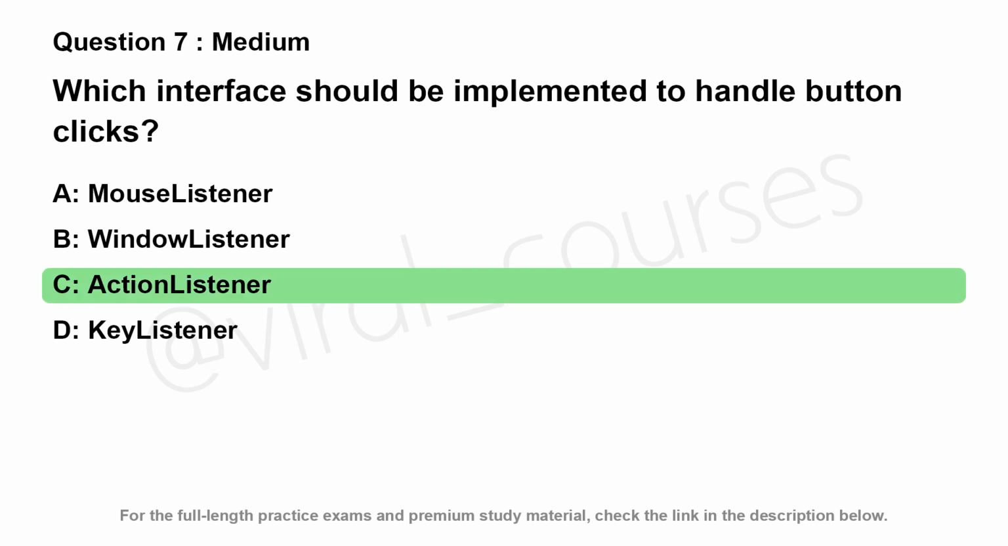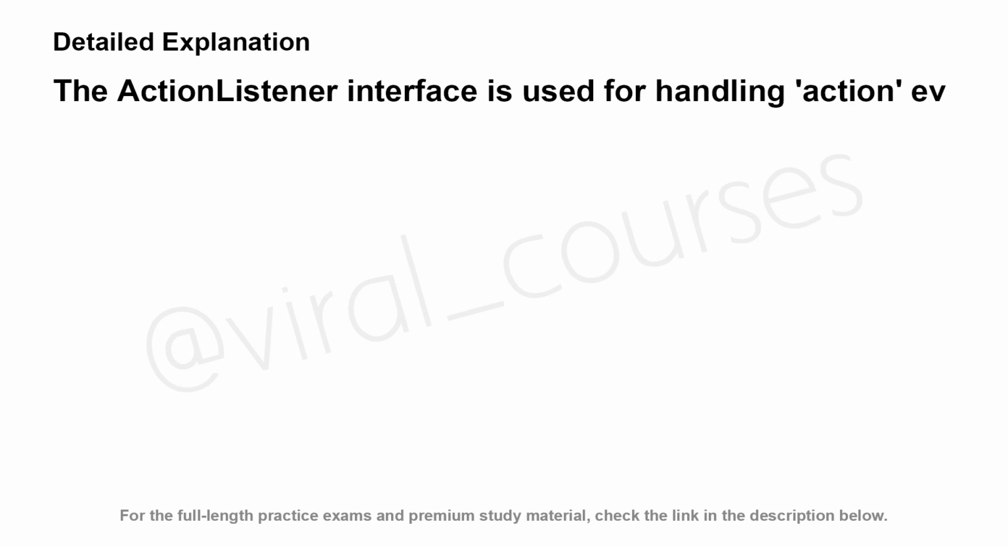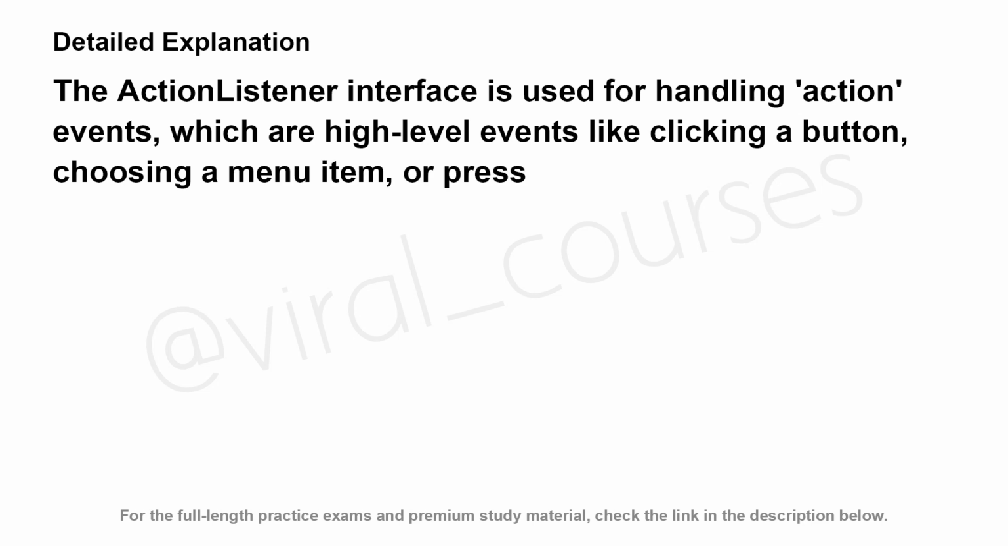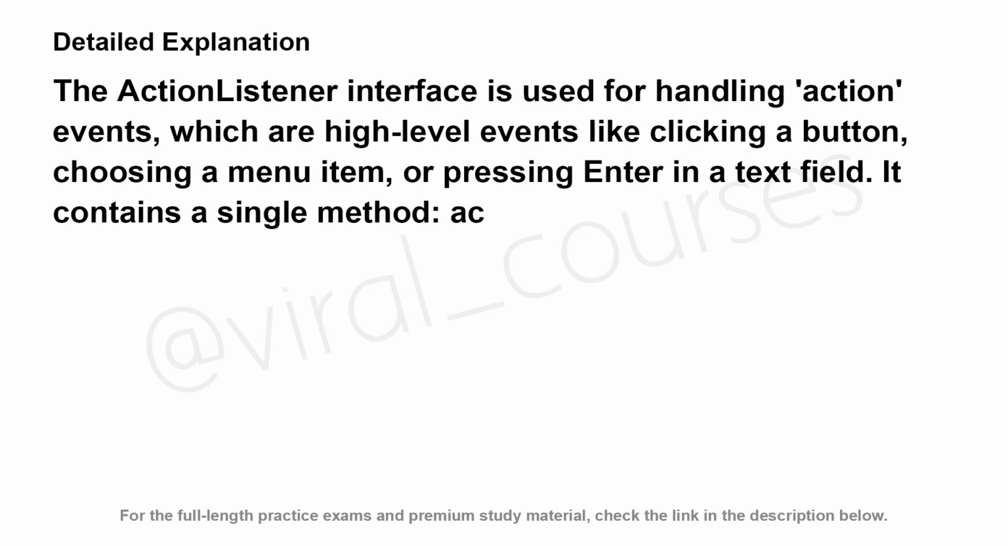The correct answer is C. The ActionListener interface is used for handling action events, which are high-level events like clicking a button, choosing a menu item, or pressing enter in a text field. It contains a single method, actionPerformed(ActionEvent e).